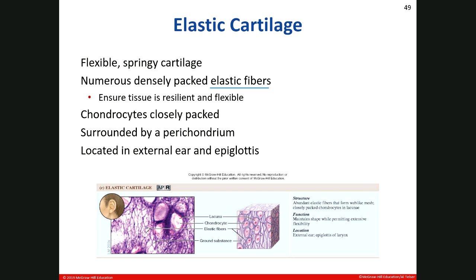All right, but it also has a perichondrium. And you'll see that the chondrocytes are going to be much more closely packed compared to hyaline cartilage.